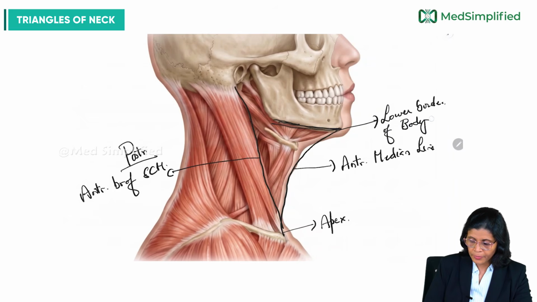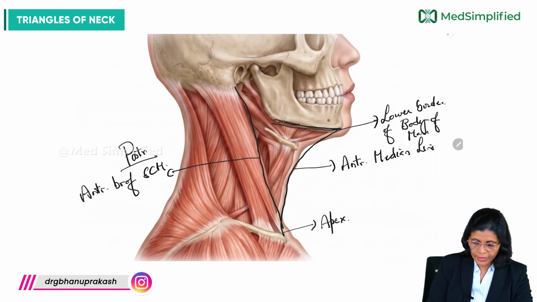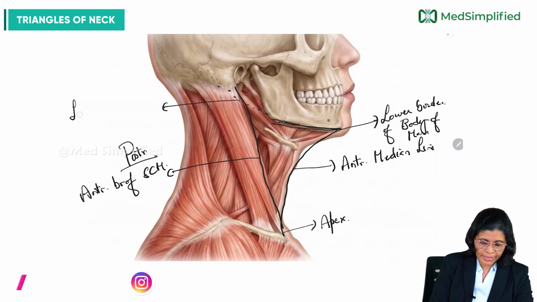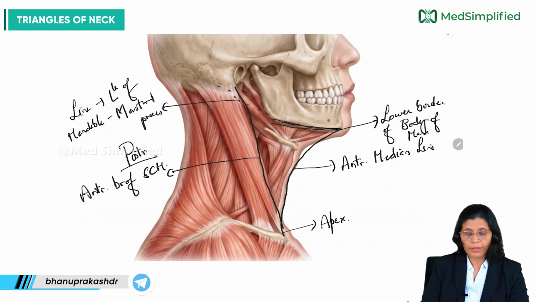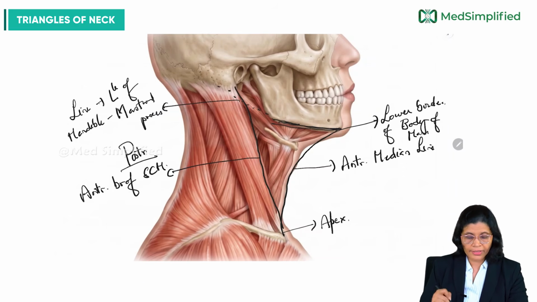Where there is a gap, it is an imaginary line which extends from the angle of the mandible up to the mastoid process. So that is the line which extends from the angle of the mandible up to the mastoid process. So this forms the base. So this is the triangle.